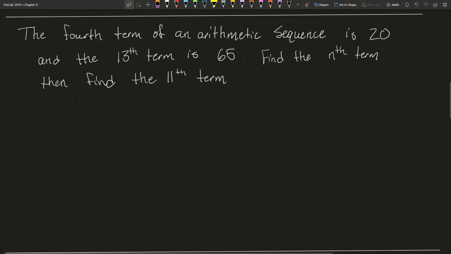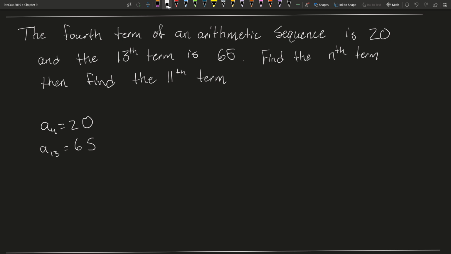Okay, so let's first just define what we have. Okay, so we have the fourth term, which is equal to 20, and we have the 13th term, which is equal to 65. The most important thing that we can get from this is the common difference, okay?